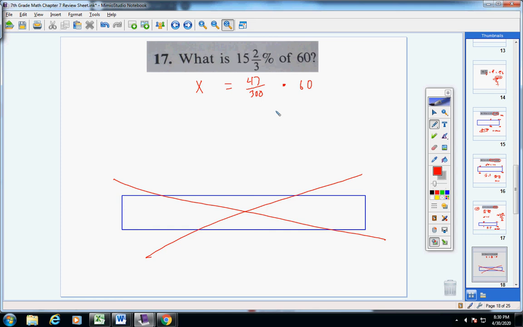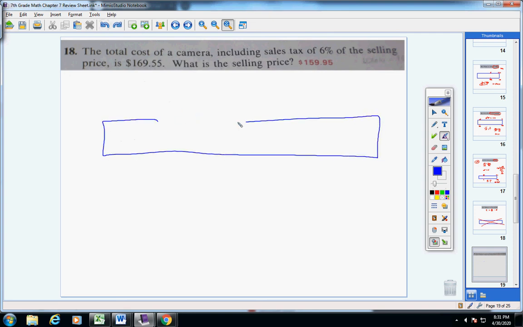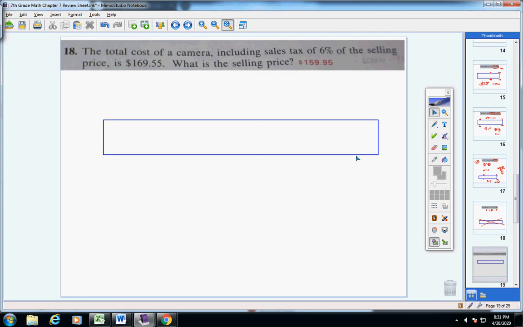Now, when it comes to word problems like number 18, for me, guys, I'm going to use the rectangle method every time, okay? Because with word problems, I think it just helps a lot, okay? So, let's jump into number 18, and let's see how we do here.